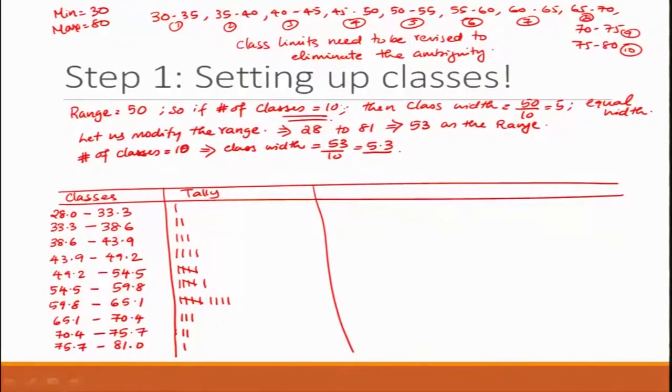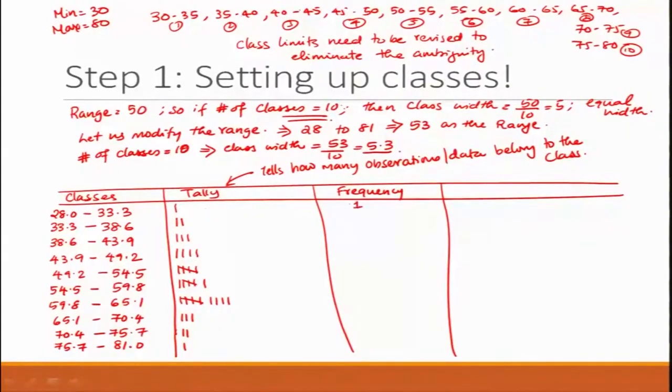So, this tally is what we just call as, you know, and then you write that. So here this tally tells how many observations or data belong to the class. Okay. So then the next one we can create out of this is called the frequency. The frequency is more like counting these numbers. 1, this is 2, this is 3, then you have 4, then you have 5, then you have 6, then you have 9, then you have 3, then you have 2, and then you have 1. So this is your frequency.